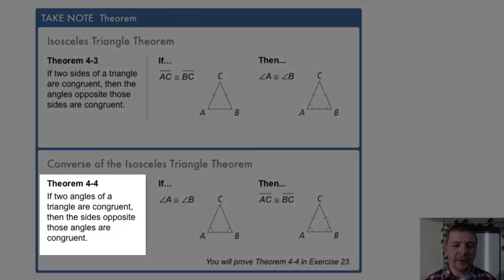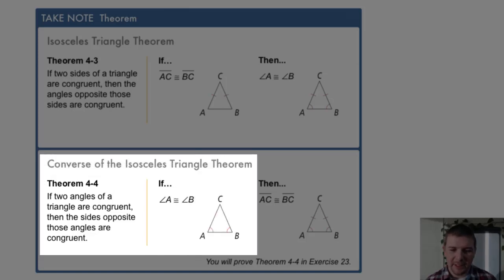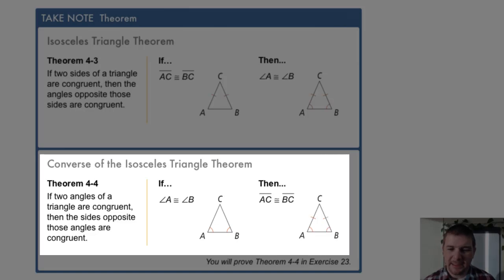Theorem 4.4, the converse of the Isosceles Triangle Theorem. If two angles of a triangle are congruent, then the sides opposite those angles are congruent. So if angle A is congruent to angle B, then segment AC is congruent to segment BC.